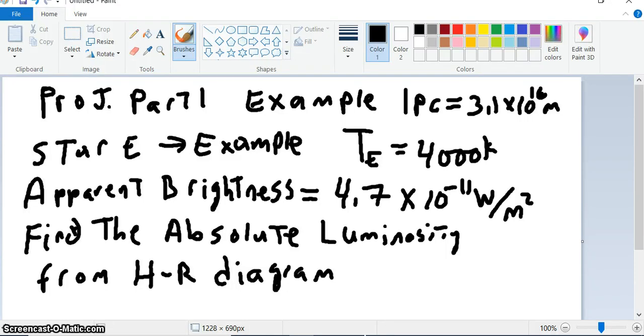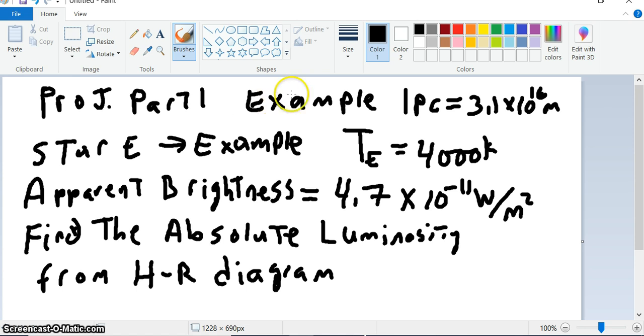All right, this is an example, completely an example of our project part one. Remember, there's going to be multiple parts to this for the rest of the semester. It's basically extending the distance ladder out into the universe. Remember, our first distance was using just an ordinary parallax. Now what we're doing is extending this out to using spectroscopic parallax.